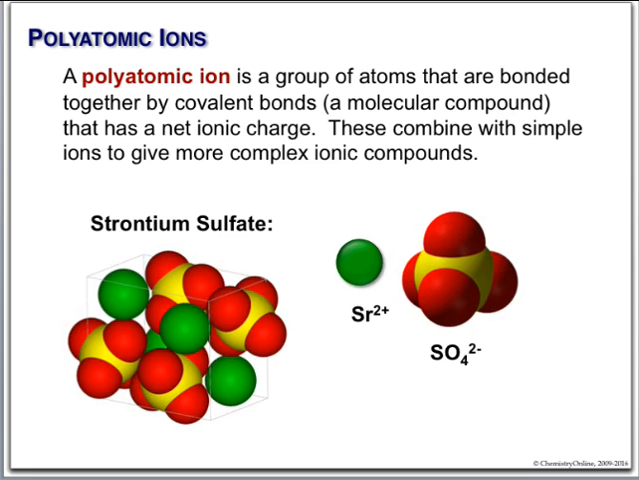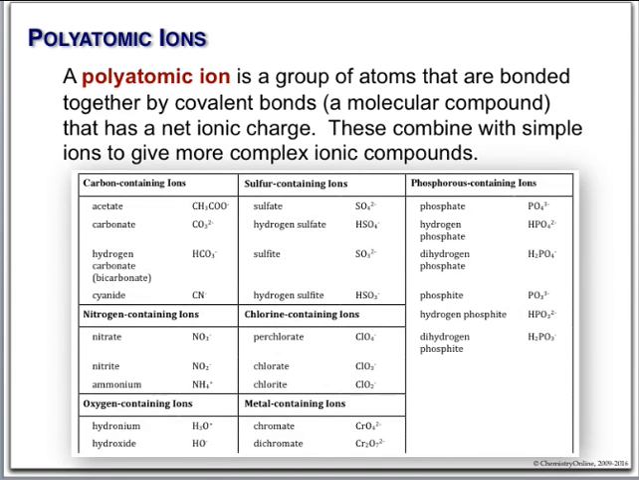The bonds here between the sulfur and the oxygen are all covalent. But there are 2 extra electrons in the complex. Because of that, sulfate, SO4, has a charge of -2. Now there are a bunch of polyatomics, a lot of them. Here's the table.